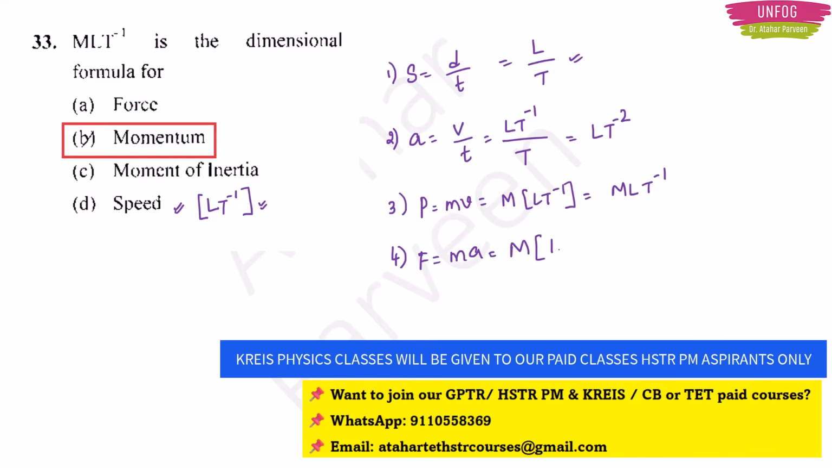Capital M, acceleration is LT minus 2. What about moment of inertia? Option C, moment of inertia I is equal to mr square, where r is the distance here. So you will have capital M and distance means L, right? So you will get ML2, right? Now you know the dimensional formula for all the options.